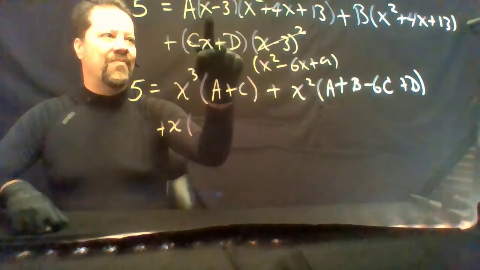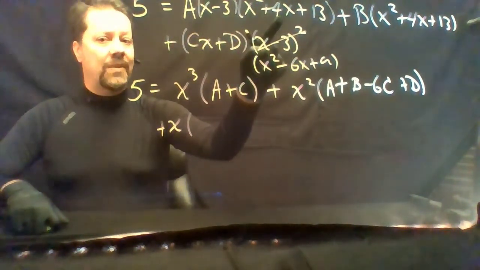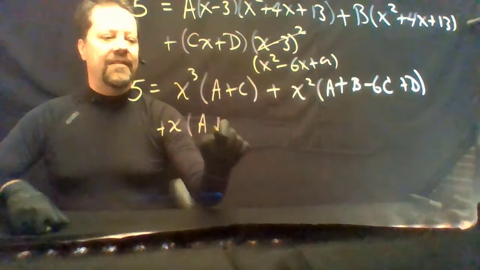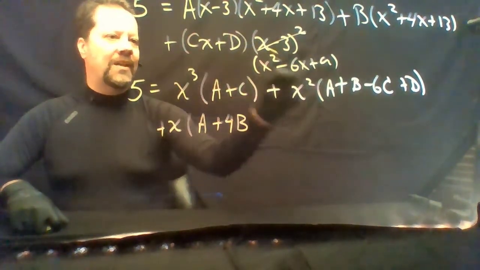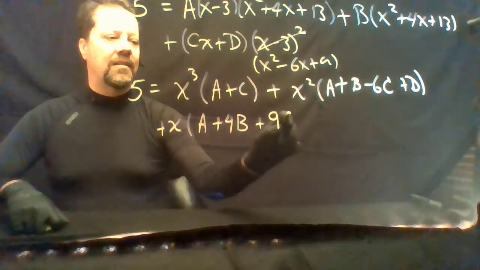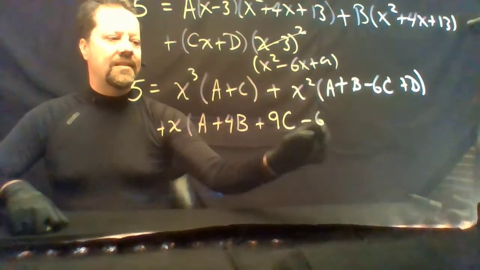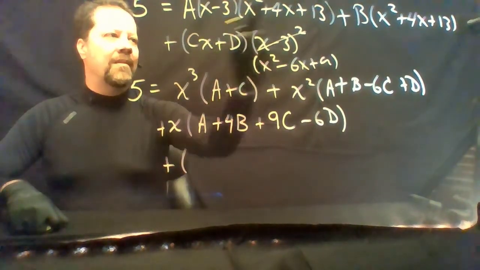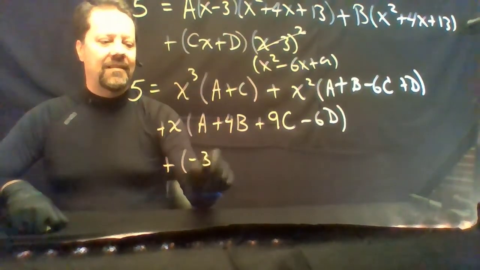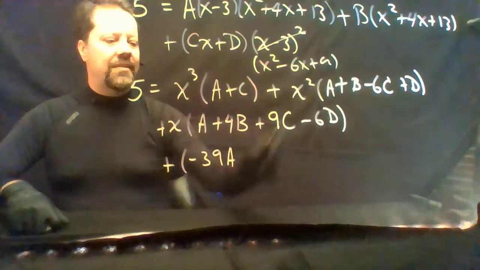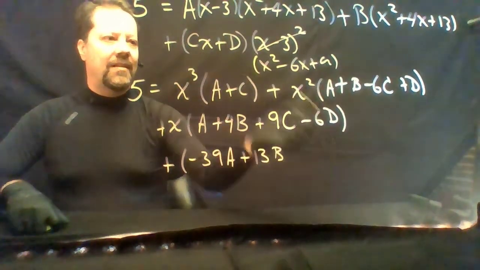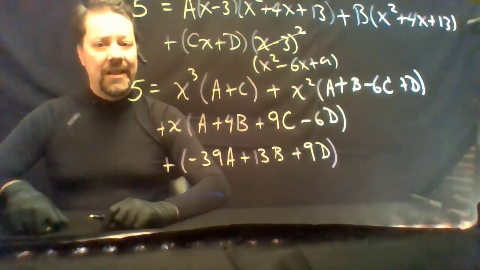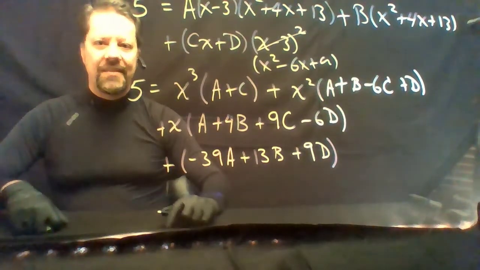Now, what are the x terms? We'll get a 13x minus 12x, that's 1x, times a, plus 4b. We'll get a 9c, and we'll get a minus 6d. And now the constant terms. We'll get negative 39a plus 13b, and then plus 9d.